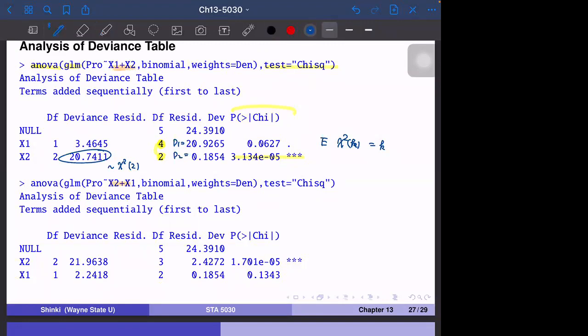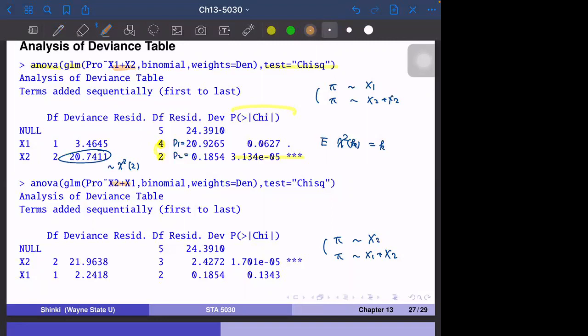So basically we compare the model where the probability pi is on X1 against pi on X1 plus X2. We compare these two models. But here, in the next table, we compare pi on X2 and pi on X1 plus X2. So we test between these two hypotheses, so the meaning is different.